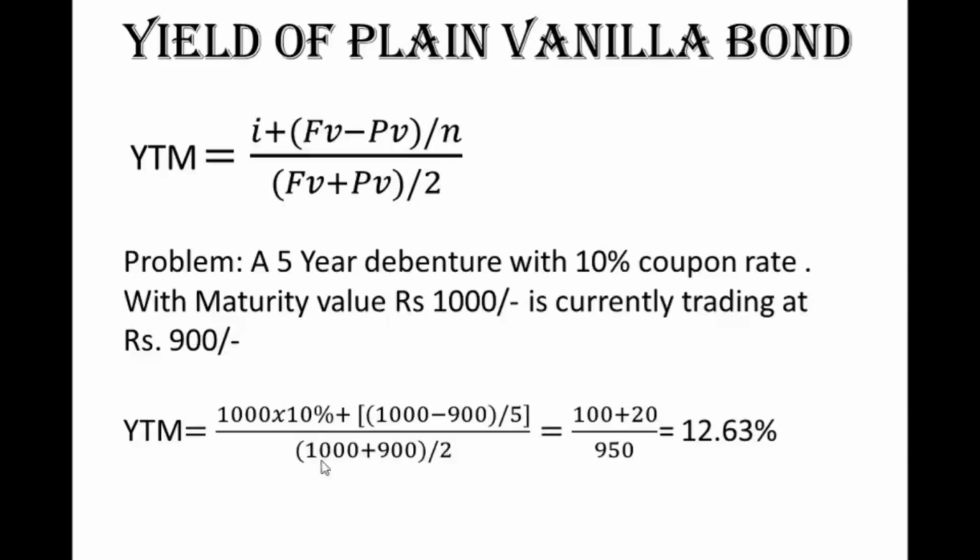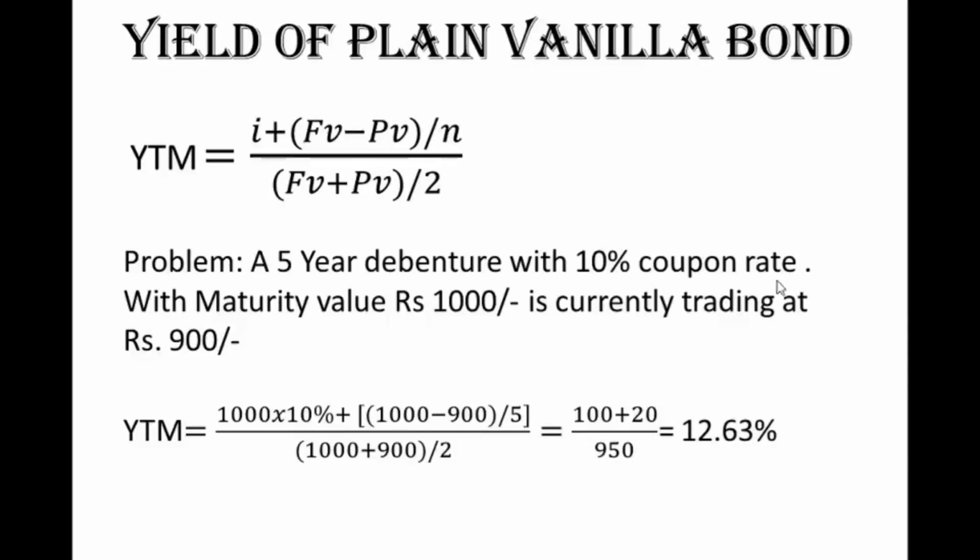So the average returns is 1000, which is the future value, plus 900, which is the present value, divided by 2. Now, after solving this, you will get 20. So 100 plus 20 divided by 950, the total yield to maturity that you are getting is 12.63.